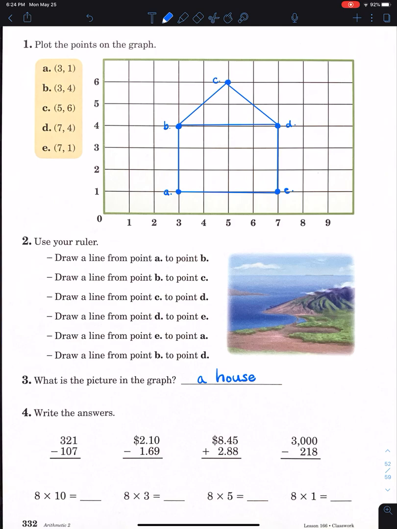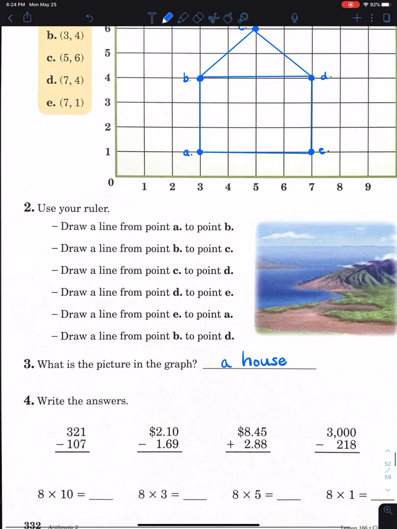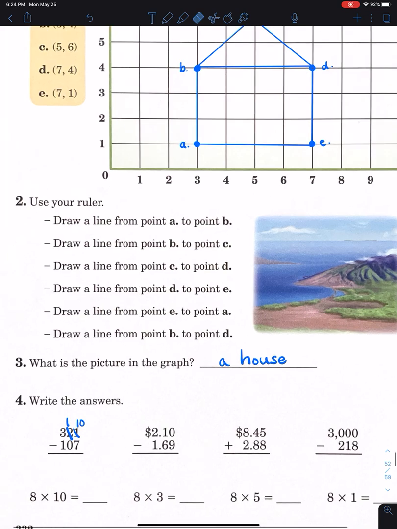For number 4, we cannot take 7 away from 1, so we need to borrow from this 10. So there are 2. We're going to take 1 away, now there's 1. Add the 10 to that 1. That is not a 10, that should be an 11. All right, let's try that again. 11. And 11 minus 7 is 4. 1 minus 0 is 1. 3 minus 1 is 2. 214. All right, moving on to the next one.